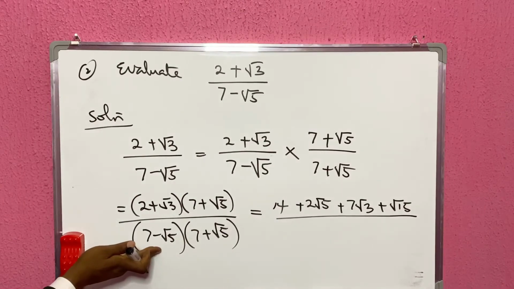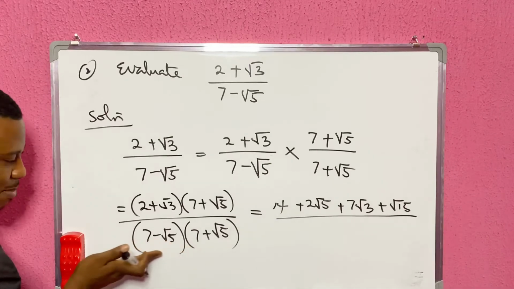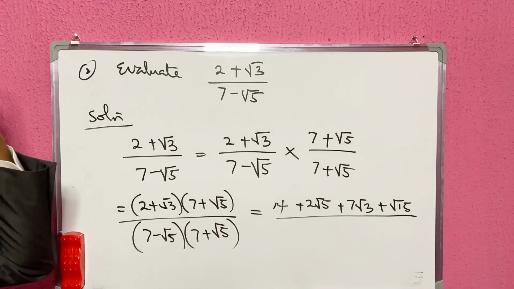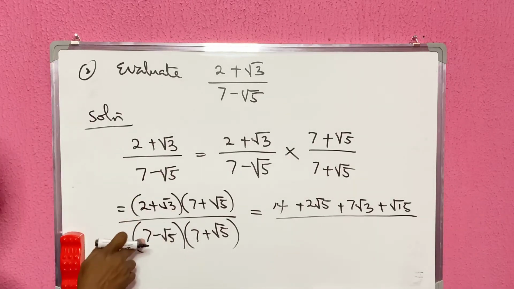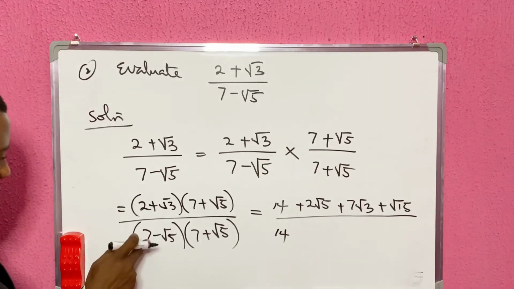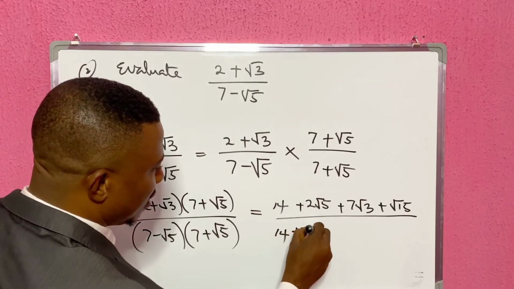You see this one? If you can remember what we did in conjugate of surds, you wouldn't need to worry yourself in expanding this. But now let us expand it first. You know, this is what we call difference of two squares. 7 times 7, 49. 7 times plus root 5, 7 root 5.